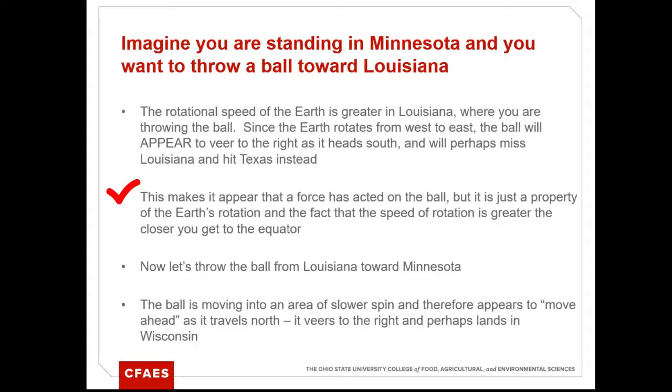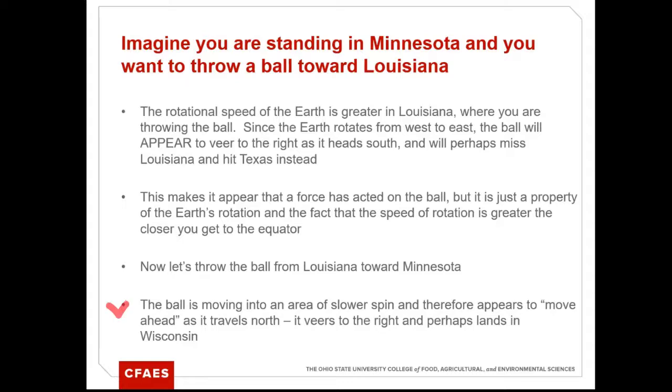It makes it appear that a force has acted on the ball, but it's really just a property of the Earth's rotation and the fact that the speed of rotation is greater in the direction where you're throwing the ball. Now, if you throw the ball from Louisiana to Minnesota, you're throwing from a direction where the Earth is spinning fast to a direction where the Earth is spinning slow.